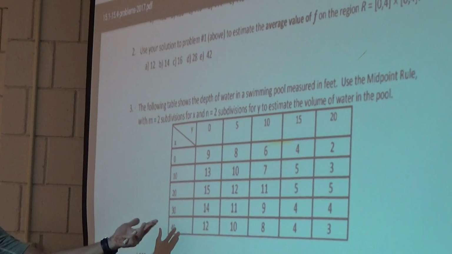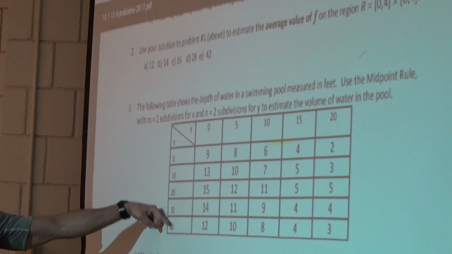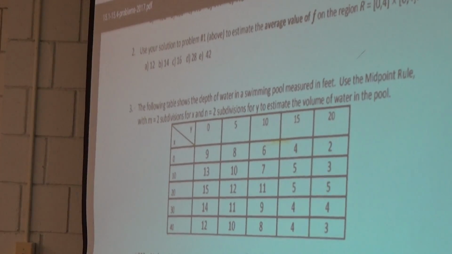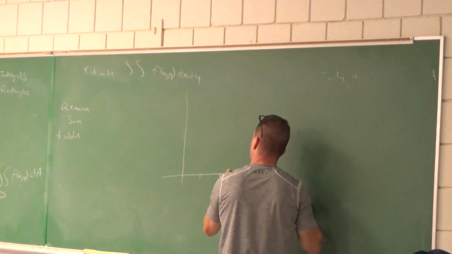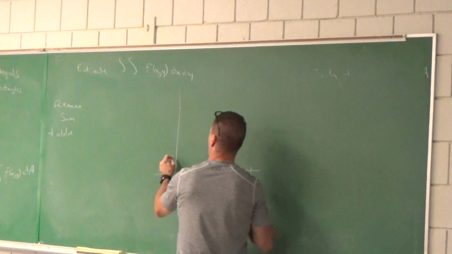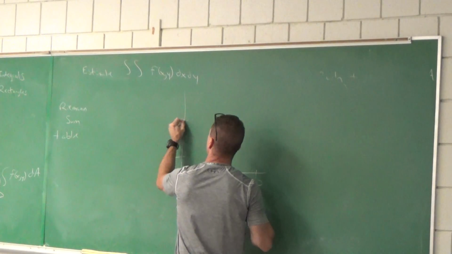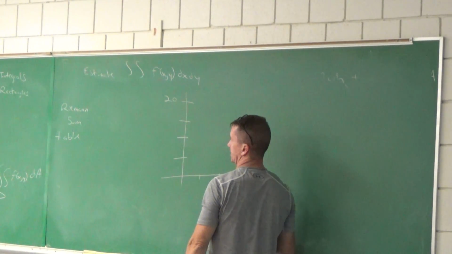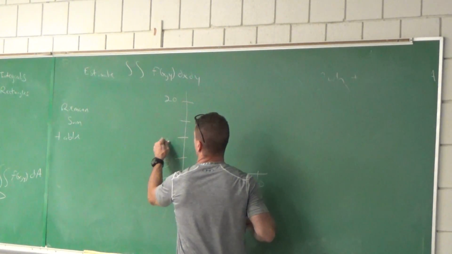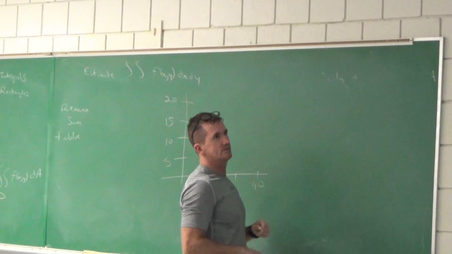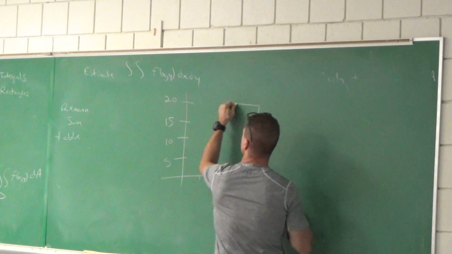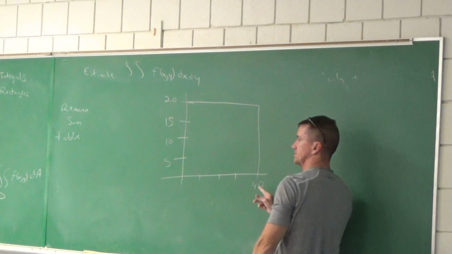So when I set up my grid again, I'm going to do this. X will go from 0 to 40, the y will go from 0 to 20, right? X goes from 10, 20, 30, 40. The y goes from 5, 10, 15, 20. Not drawn to scale. Here's my rectangular region. I'll just make this go to 20, this goes to 40.